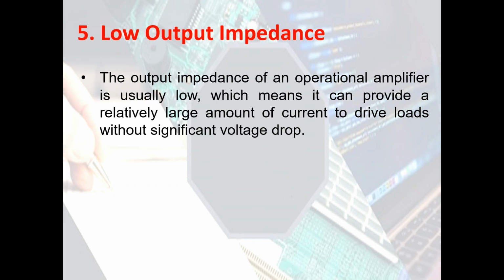Low output impedance means that the op-amp can drive external loads with minimal voltage drop. Low output impedance is essential for maintaining the integrity of the amplified signal when it is connected to subsequent stages or loads. It allows the op-amp to provide a strong, stable output voltage even when connected to varying loads.